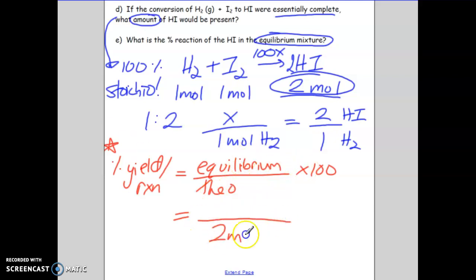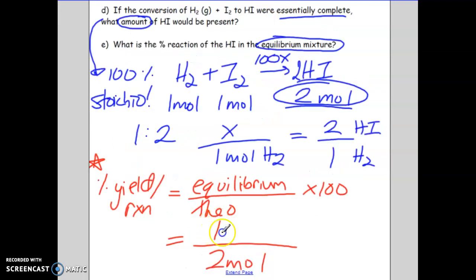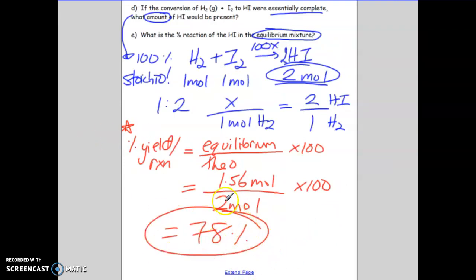So our theoretical mole value for our product is the 2 moles we just solved for. And our equilibrium mole value, if we go back over here, the amount of moles of HI at equilibrium was 1.56 moles. So essentially we're doing 1.56 over 2 times 100%. So this is actually going to give us a value of 78%.